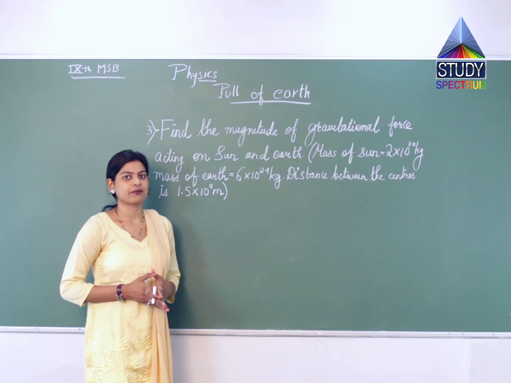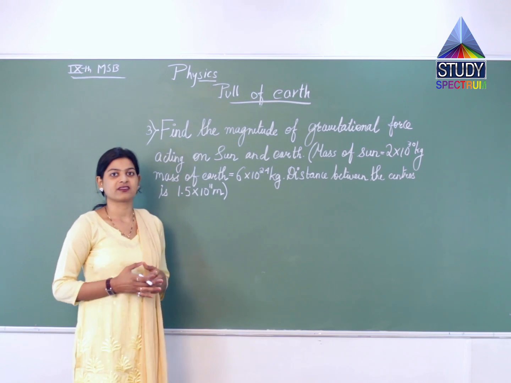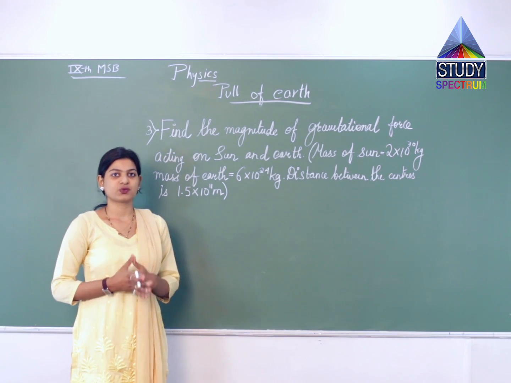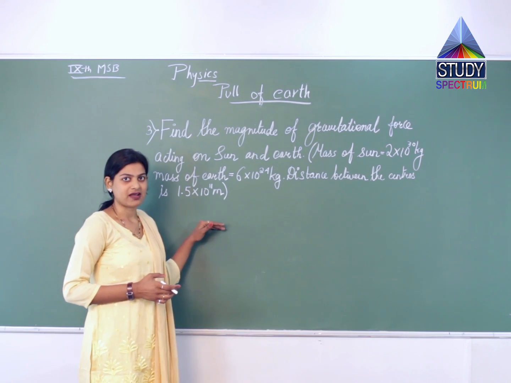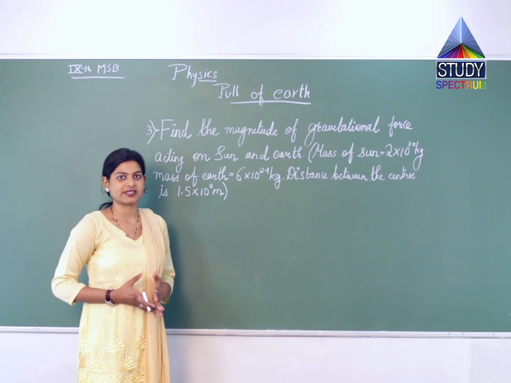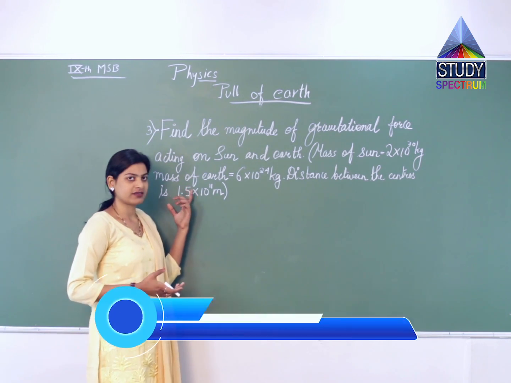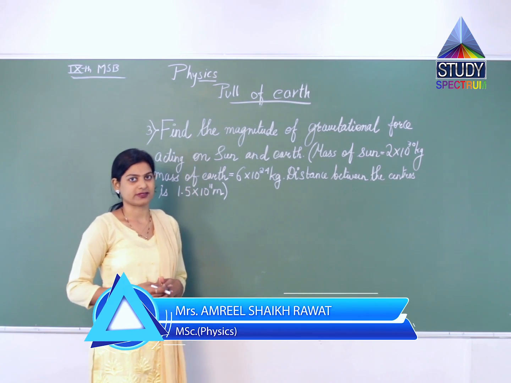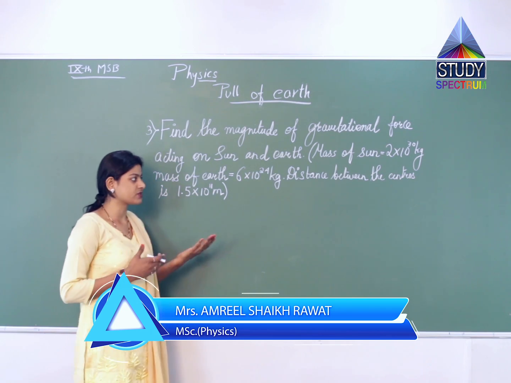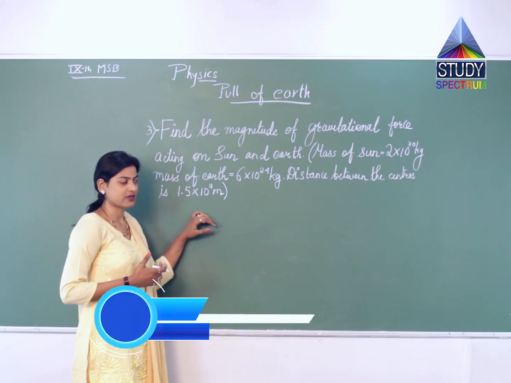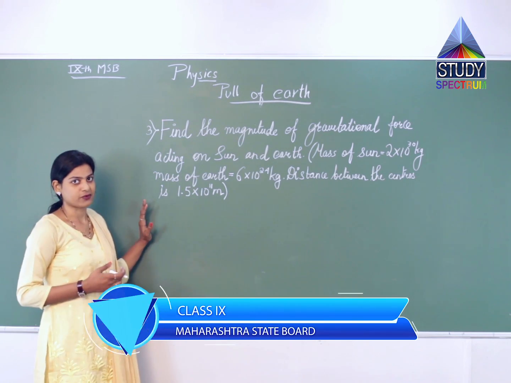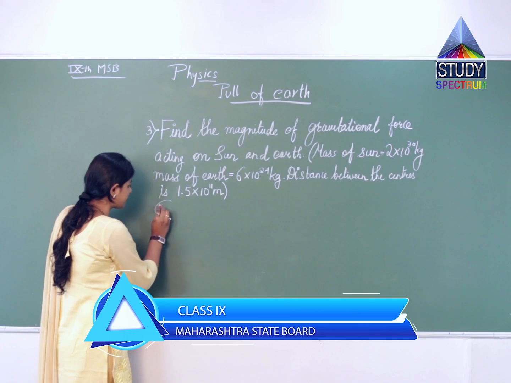So now the third example. In this example, we have to find the gravitational force acting between the Sun and the Earth. The mass of the Sun is given as 2 into 10 raised to 30 kgs, whereas the mass of the Earth is 6 into 10 raised to 24 kgs. The separation between the centers of both is 1.5 into 10 raised to 11 meters. So we have to find the gravitational force acting on both. We will write the given data.